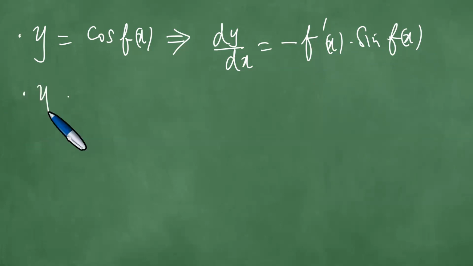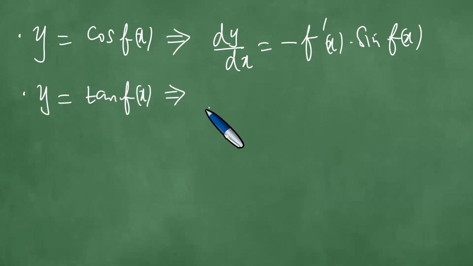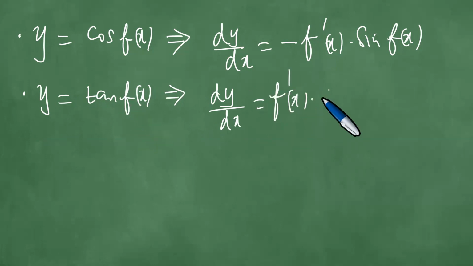Now, there's another function, the tangent of f of x. What is the derivative of this, dy dx of this? Okay, it is the secant squared times f primed. f primed times the secant squared of f. Like this.